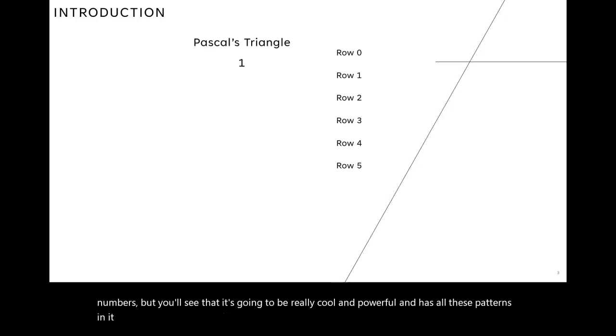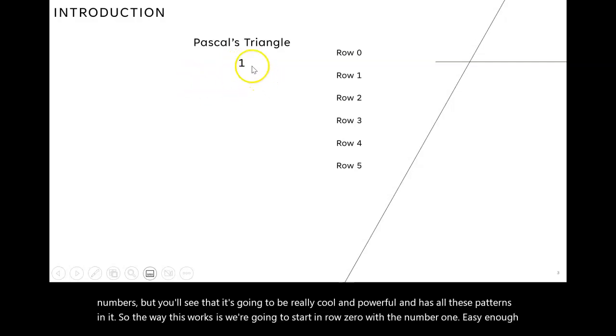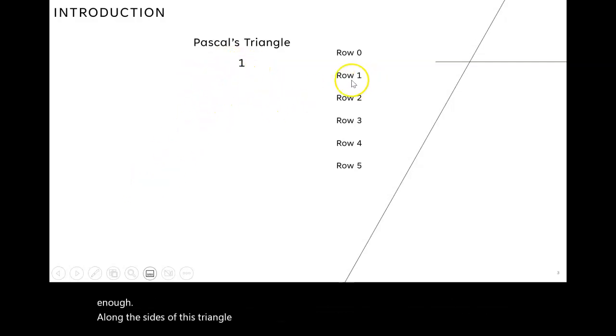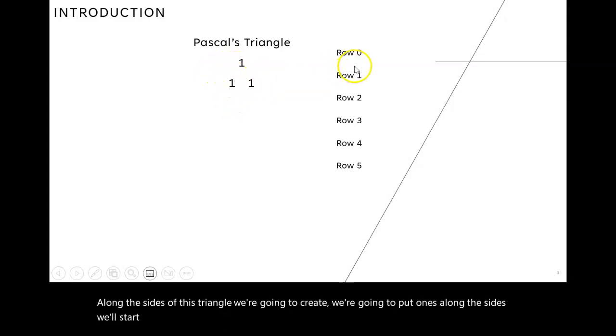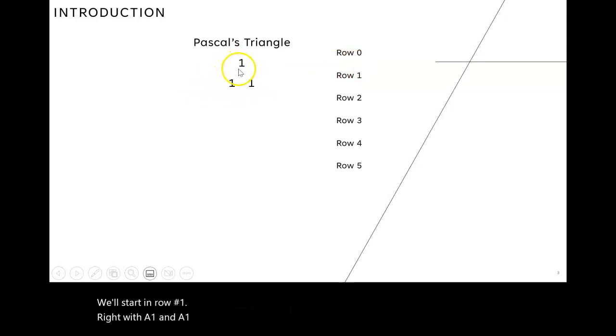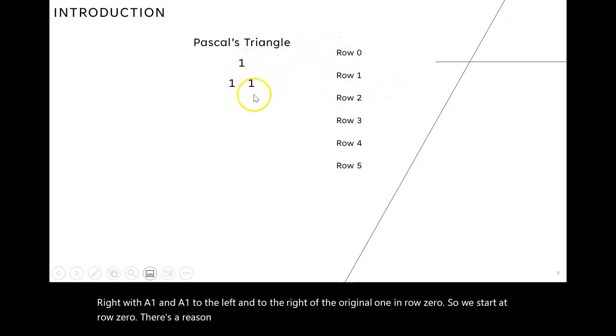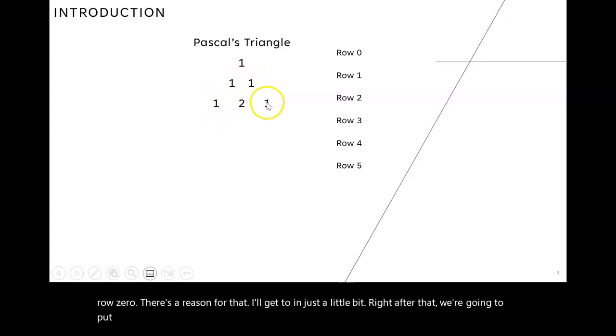So the way this works is we're going to start in row 0 with the number 1. Easy enough. Along the sides of this triangle we're going to create, we're going to put 1s along the sides. So we'll start in row number 1, right, with a 1 to the left and a 1 to the right of the original 1 in row 0. So we start at row 0. There's a reason for that I'll get to in just a little bit.